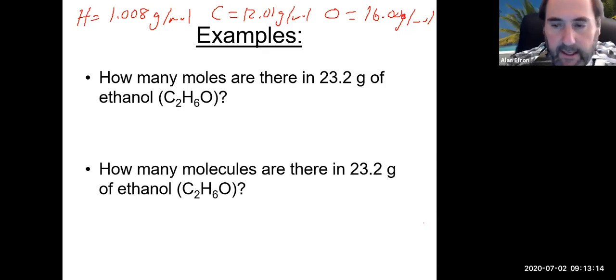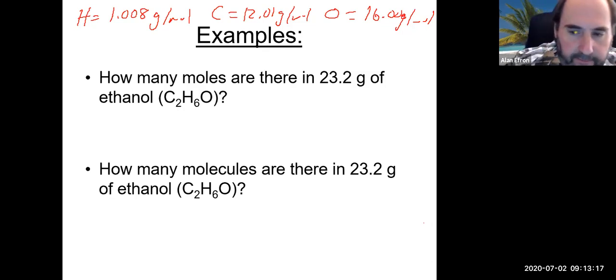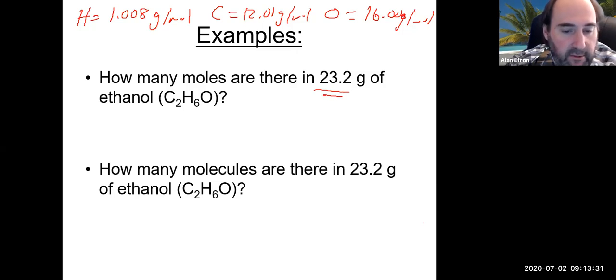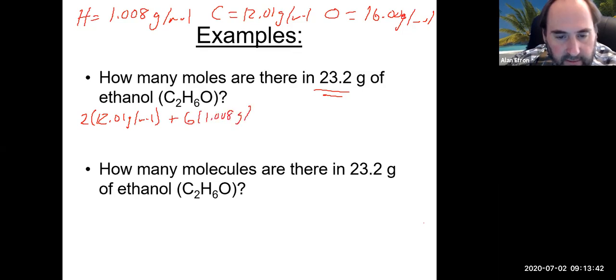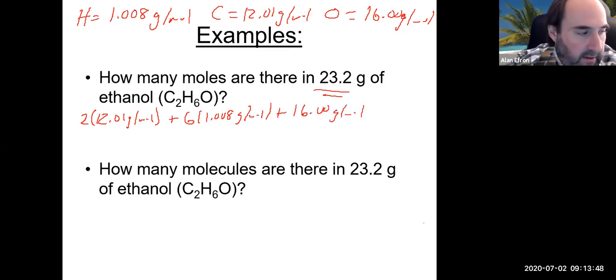So let's take a look here. They're kind of related, both parts of the problem. So really what we want to find is two things. We want to find the moles, and we also want to find the molecules. So obviously to find the moles, and we're starting with grams, we do need the molar mass. So we just want to add up the parts here. The molar mass here is going to be 2 times our 12.01 grams per mole, plus 6 times 1.008 grams per mole for our hydrogen, and 16 grams per mole for our oxygen. And that's going to give us 46.07 grams per mole.